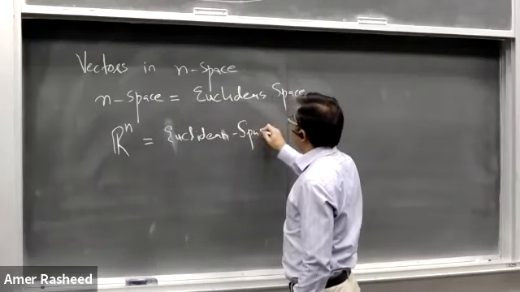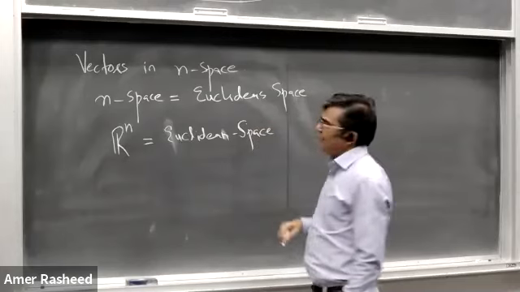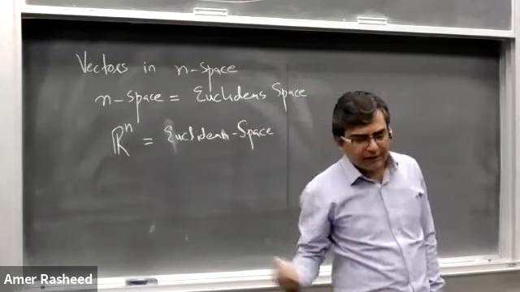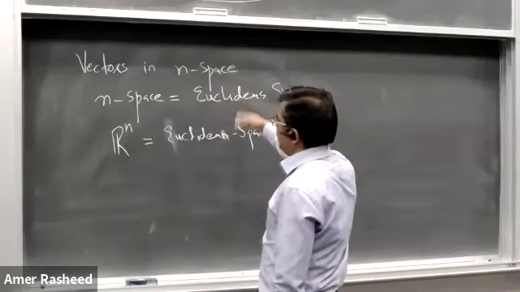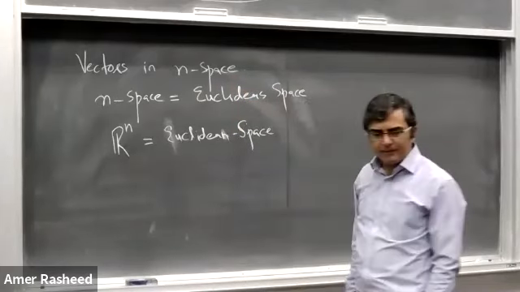Okay, now what is this thing, n space or Euclidean n space or Euclidean space? All these names are basically the same for one thing.